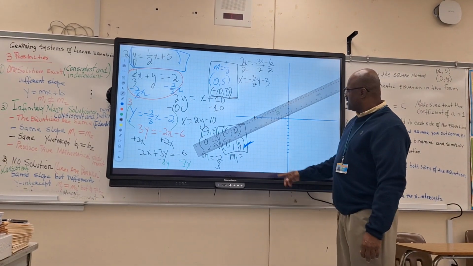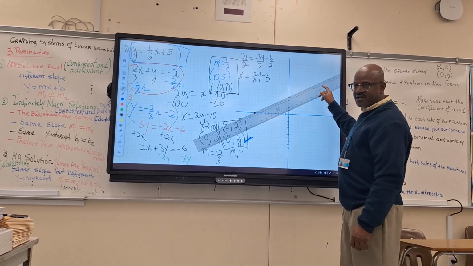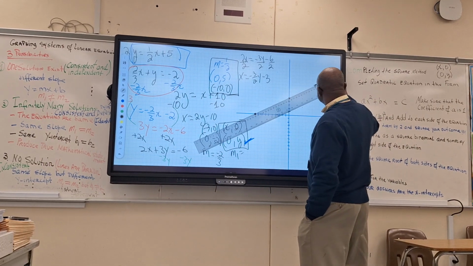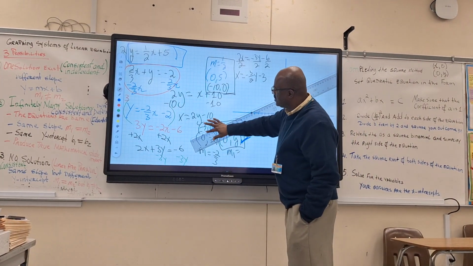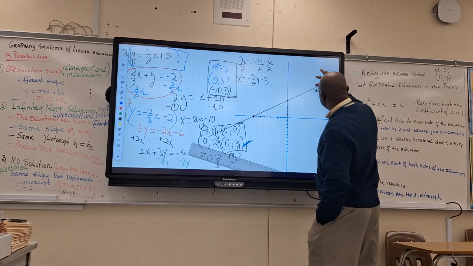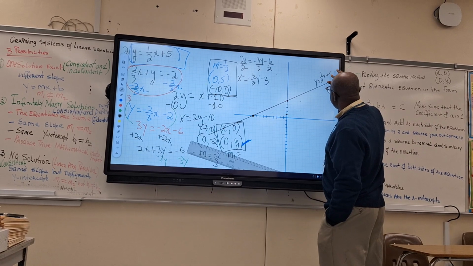You use your ruler, put it on those two dots, your 2 points, the y-intercept and the x-intercept, and you draw the line. This is the equation y equals 1/2 x plus 5.